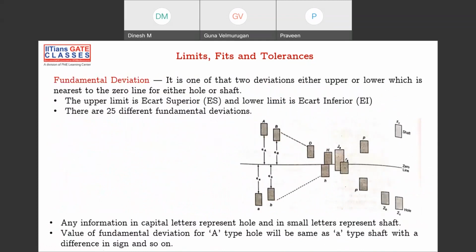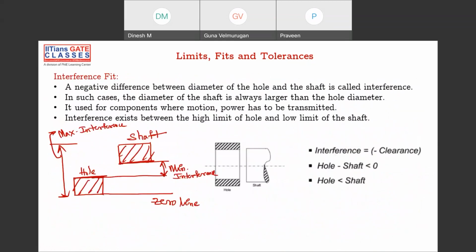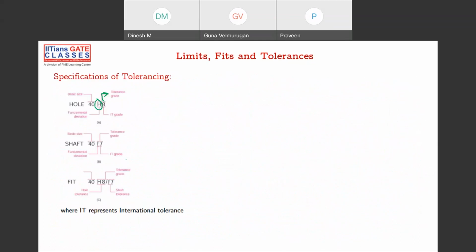This is what is here. This is your H type, that is for hole. And this is your shaft type, IT7. 7 means IT7.